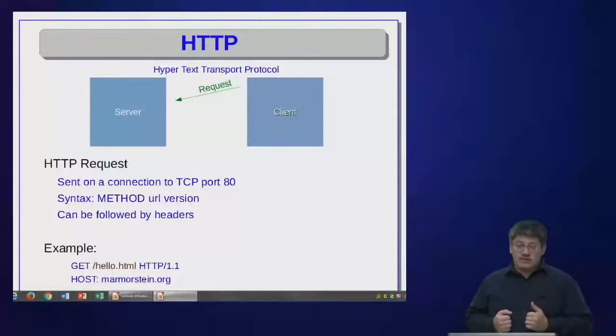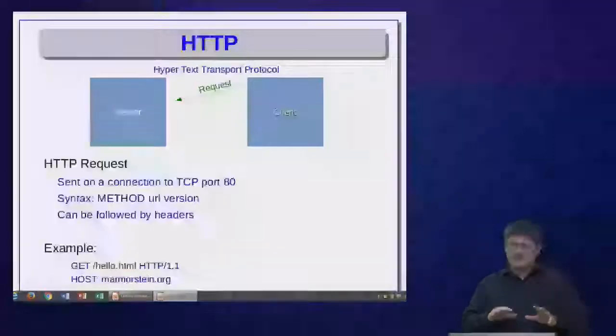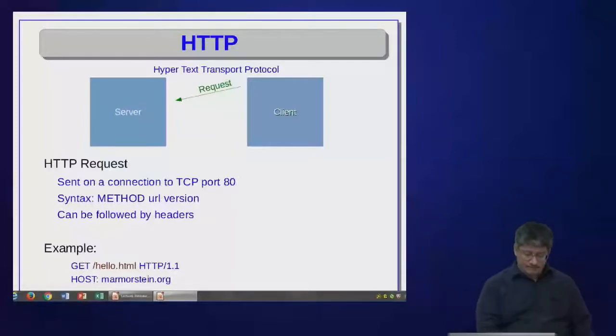So for example, we could send the word GET, which is a method, the URL /hello.html, and then the version HTTP/1.1. And then we could provide the header Host: marmerstein.org. So that's what we have right here, and that's our request message. So very simple, plain text, easy to read, easy to understand for the most part. We'll talk about what some of these things mean in more detail in a bit.